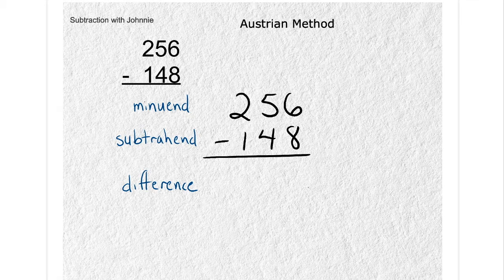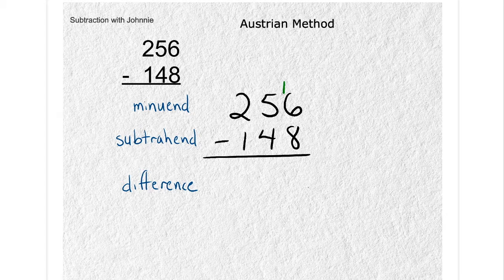Now looking at the problem the way we did with the traditional algorithm, we'll see that 6 can't quite take away 8. We know that's not quite true, but let's hold on to that for a moment. What I'm going to do is make that 6 into 16. Now you're going to ask, well, how can you do that? Well, I have to do something to make it fair. In the traditional algorithm, I regrouped from the 10s to give one 10 over to the 6 to make 16.